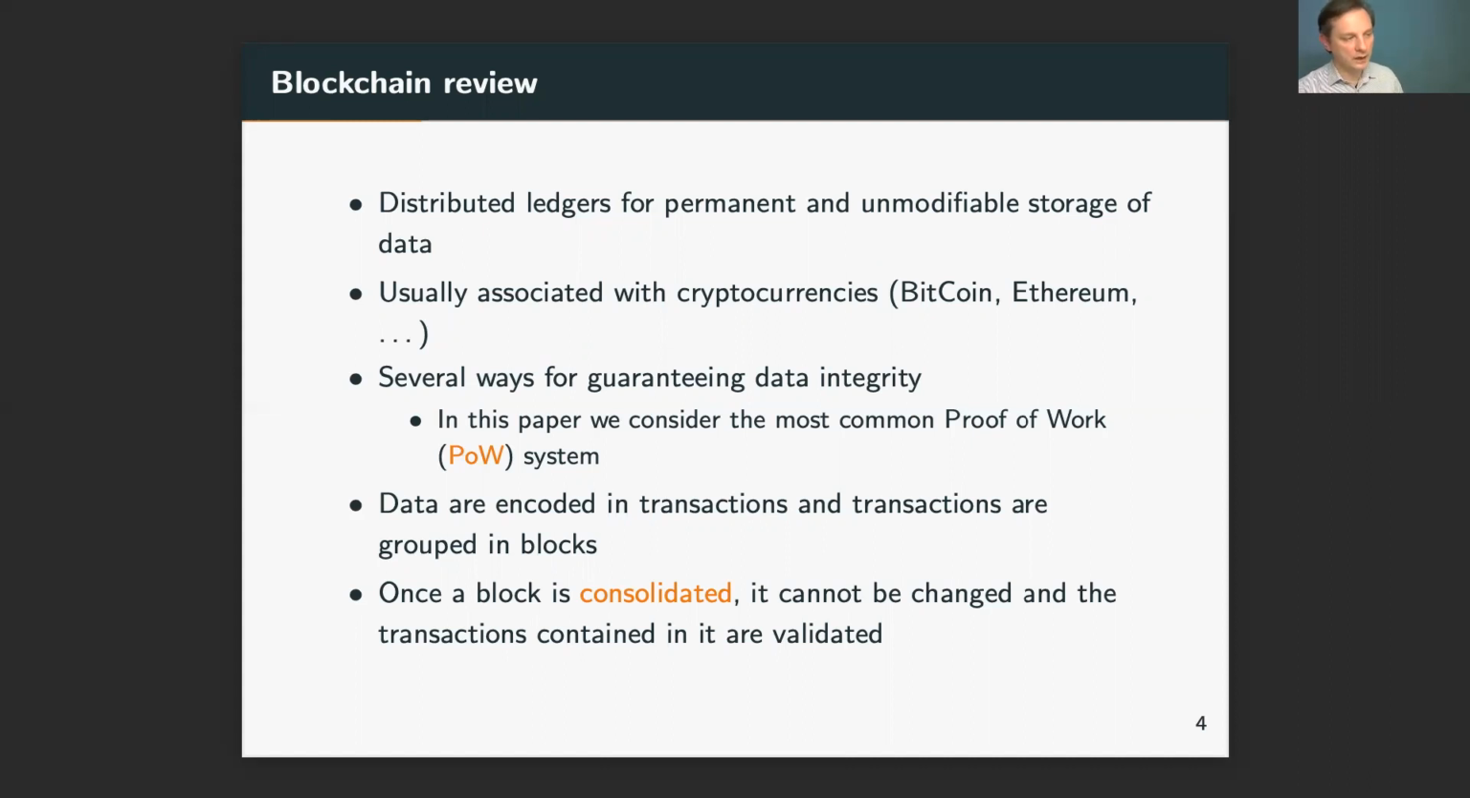Data in blockchains are encoded in transactions, and the transactions are grouped into blocks. The blocks are validated and consolidated by special users, which are called miners. And once a block is created, the transactions contained in that block cannot be modified anymore.